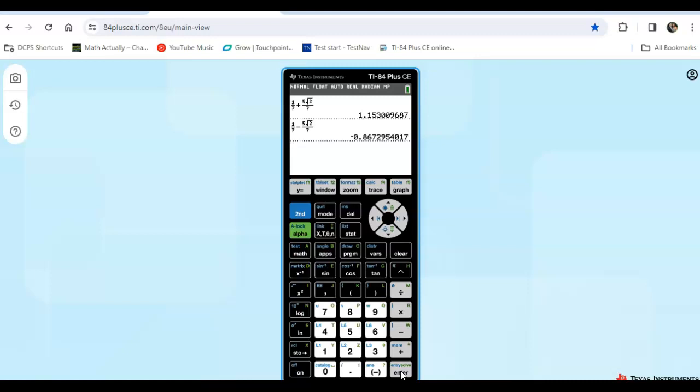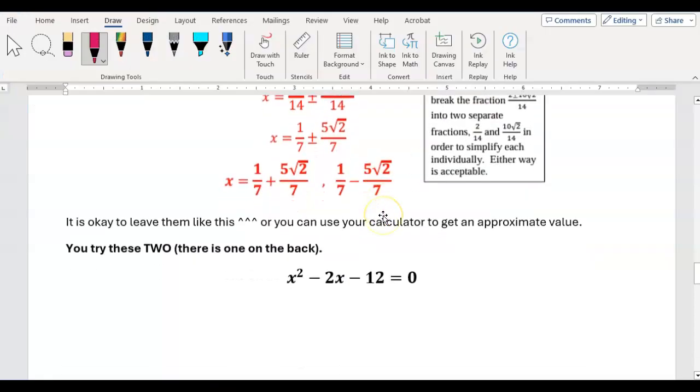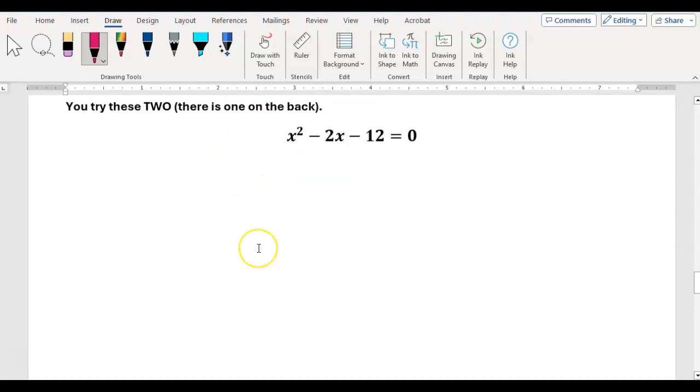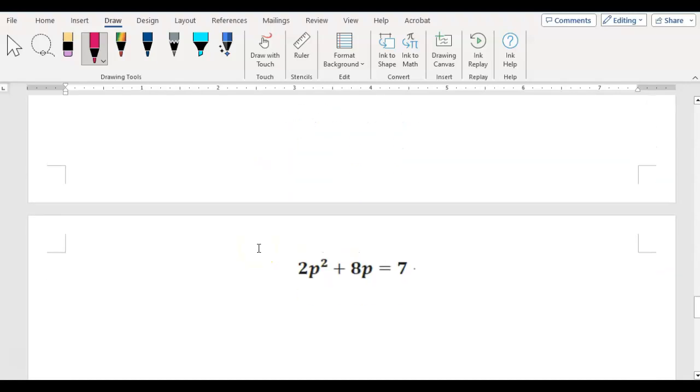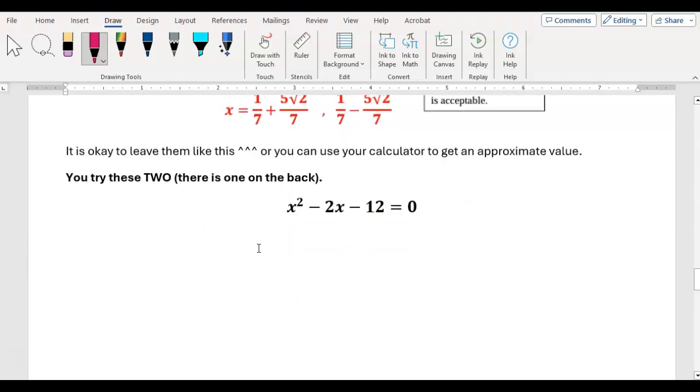And similarly, if you were to put that equation into the calculator, you would also see that that's true in your graph. All right, so it wants you to try these two, and there's another one on the back. And so you're going to start by setting up A equals 1, B equals negative 2, C equals negative 12. And now I'm going to fill in my equation.